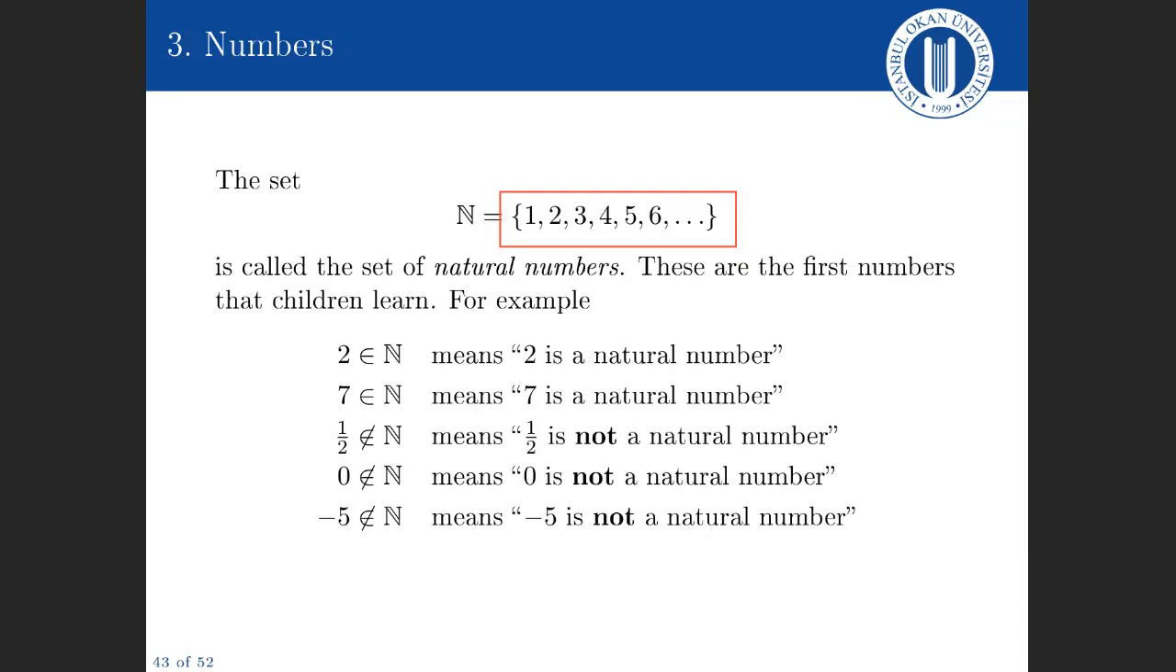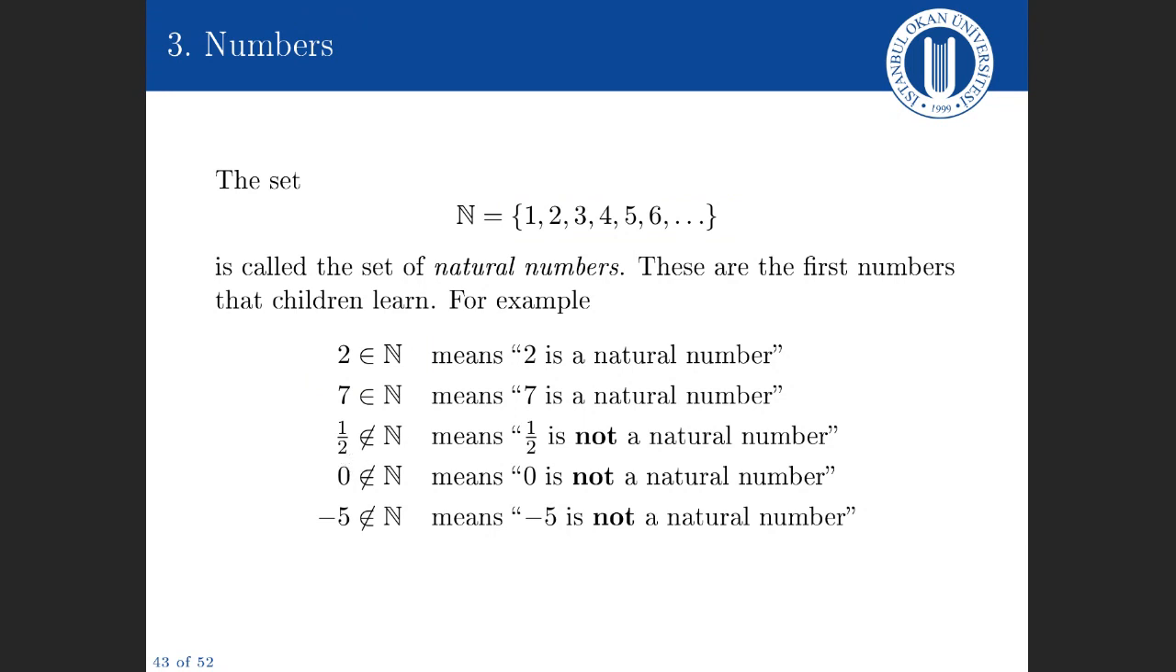For example, we might write 2 is in the set of natural numbers. Or to say it in terms of language, 2 is a natural number. 7 is a natural number. We could write 7 is in N. A half is not a natural number.